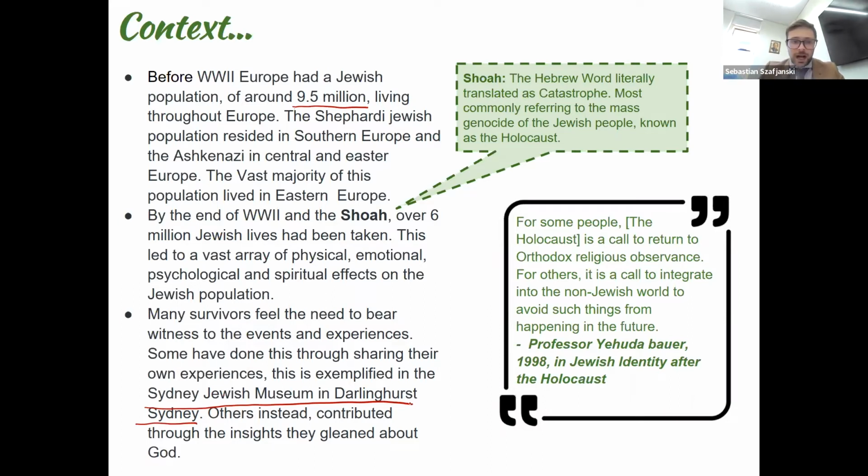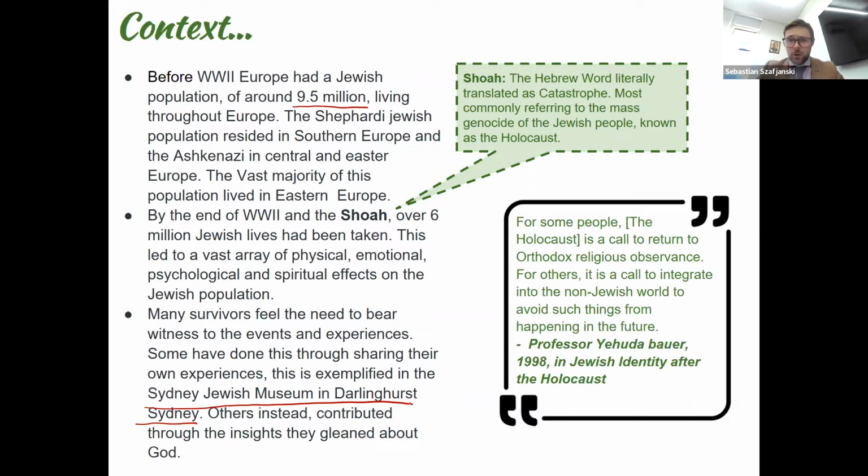Others instead contributed through the insights they gleaned about God. So the ideas that were built around God as a result of this event. Remember, we called it either this third destruction of the temple or a world-shattering event. And Professor Yehuda Bauer in 1998 wrote in Jewish Identity After the Holocaust, for some people, the Holocaust is a call to return to Orthodox religious observance. For others, it's a call to integrate with the non-Jewish world to avoid such things from happening in the future.